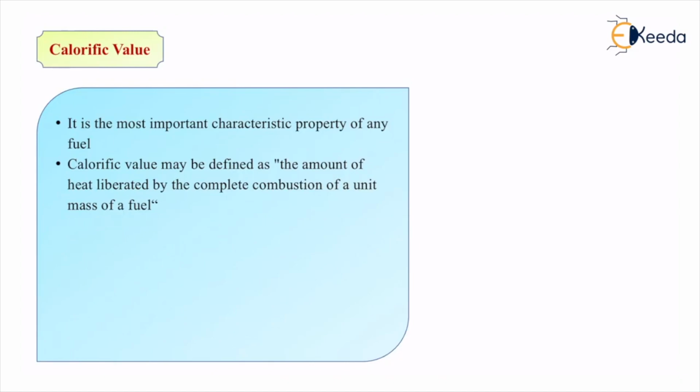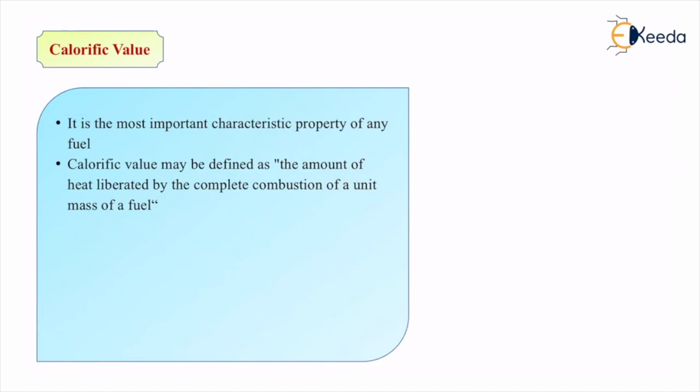So if you see the definition, the amount of heat liberated by complete combustion. Now what is combustion? Combustion is nothing but a chemical process wherein the hydrocarbons in the fuel mix with the oxygen from the atmosphere. Once the ignition is done and the combustion takes place, it gives away kilocalories of heat of a unit mass of a fuel. Now that is very important.